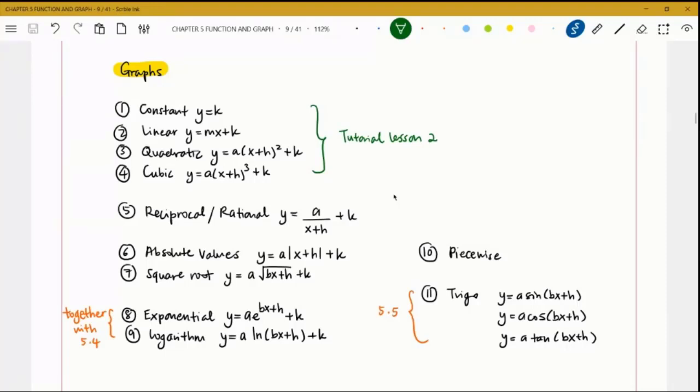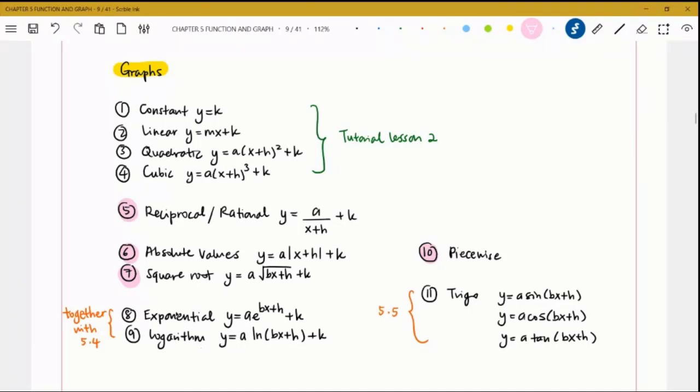Okay, so we have done up to the cubic function. For today's lecture, I will cover the graphs of reciprocal, absolute value, square root and also piecewise functions. Okay, so kalau tak sempat, kita akan go through sampai square root lah. The other three functions, exponential, logarithm, kita akan go through along with 5.4, and then trigo itself is 5.5. So it means by this week, we will be done with chapter 5.